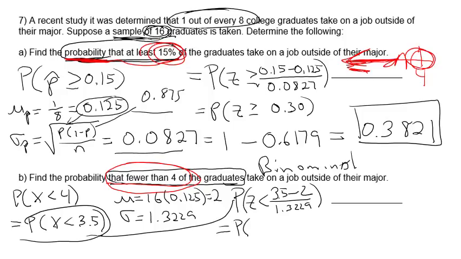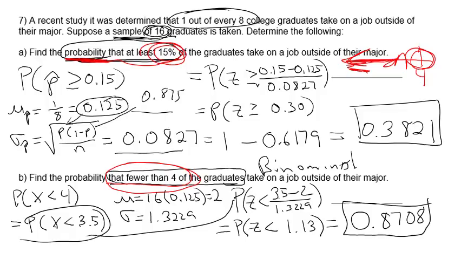Doing the math, that's 1.13. That's exactly what the table is telling me. So I'm going to look up 1.13 in the table. We get 0.8708. So there you go. There's the last problem we have. Because it's the end.